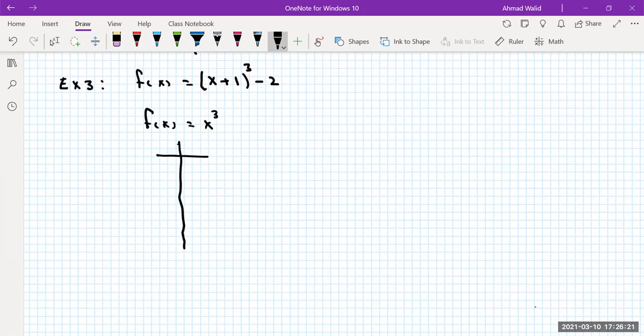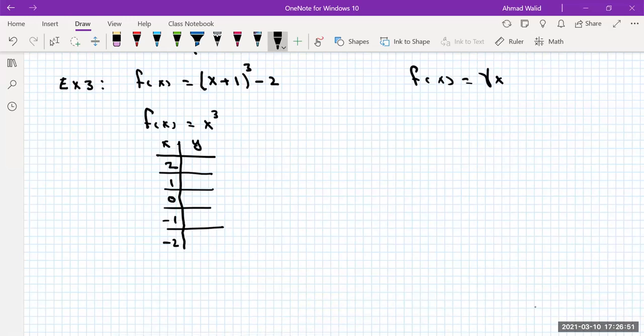I will use a table, x, y, 5 points minimum. You can do more, but not less than 5. 0, 1, 2, -1, -2. A quick question. It's not a face-to-face class that I could ask you a question. Here I'll choose negative and positive numbers, but if I have f of x equals, for example, square root of x, can I use the same 5 points, 0, 1, 2, -1, -2? Is it correct?